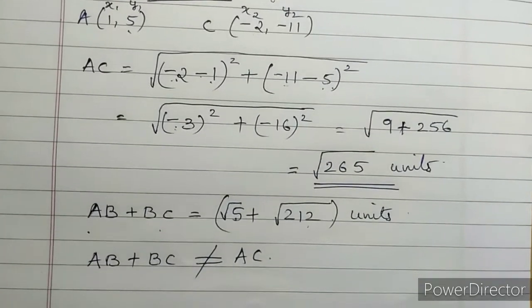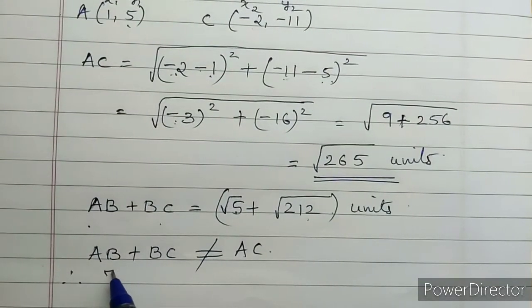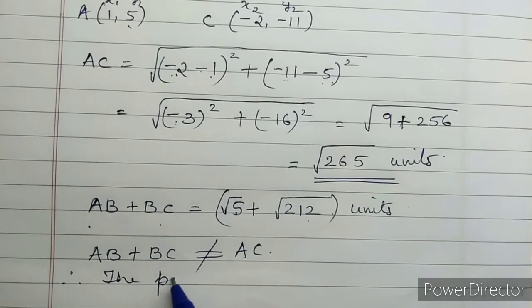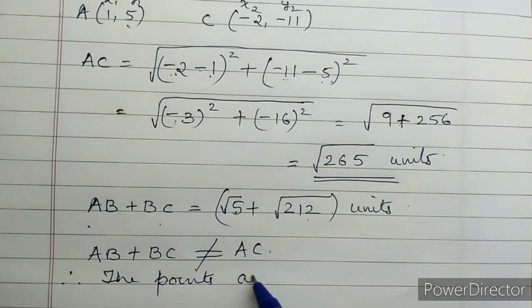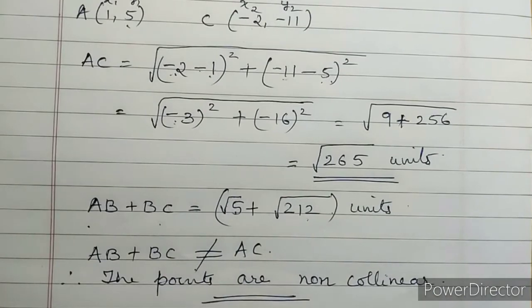Therefore, what conclusion will you write then? Therefore, the points are non-collinear, not collinear. So this is the conclusion. The points are non-collinear. You have to prove whether they are collinear. You have to find whether the points are collinear or not. So the points are non-collinear.